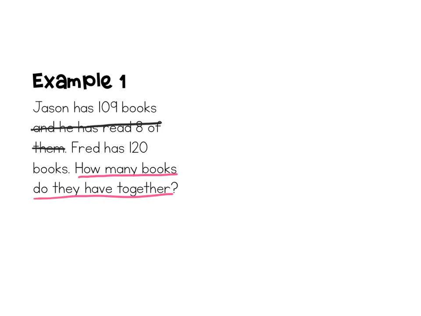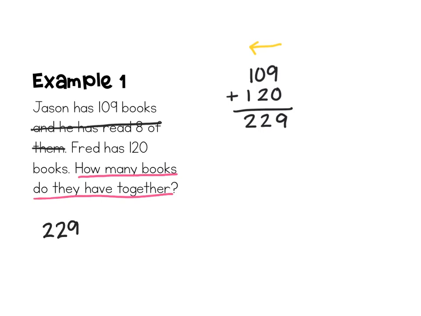Now I've already decided that I'm going to add, so I'm going to add the number of books that Jason has to the number of books that Fred has. And I always add from right to left, starting with the ones place. 9 plus 0 is 9. 0 plus 2 is 2. And 1 plus 1 is 2. So when I took the number of books Jason had and the number of books Fred had and combined them, I found out that they have 229 books together.